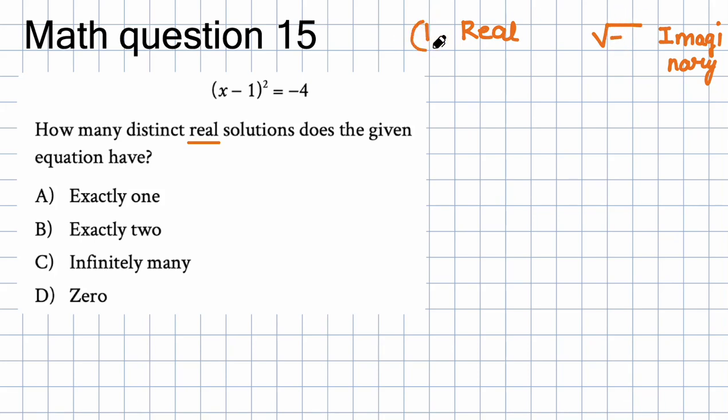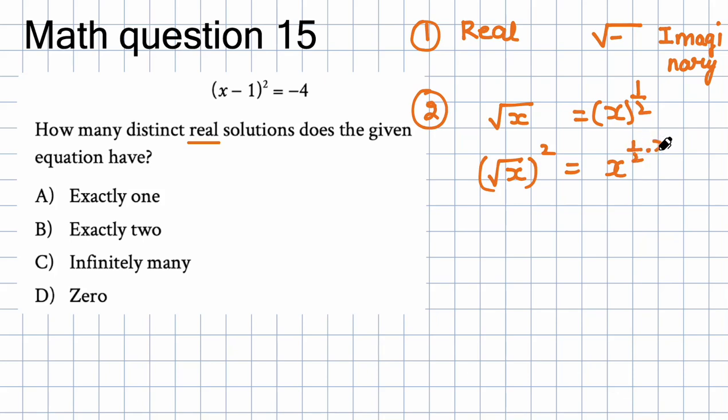Concept number 1. Concept number 2 is, if I have a square root sign, for example, any number say x, that means it has power 1 by 2, right? Now, if I square this, that will become x to the power 1 by 2 times 2, which is cancelled. That means x. So if you square a square root number, you always end up at the number.